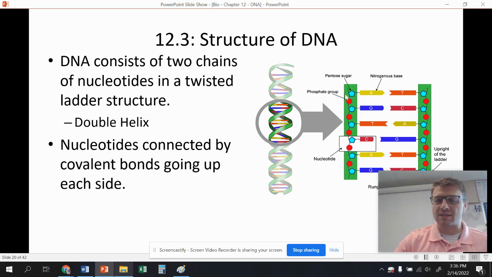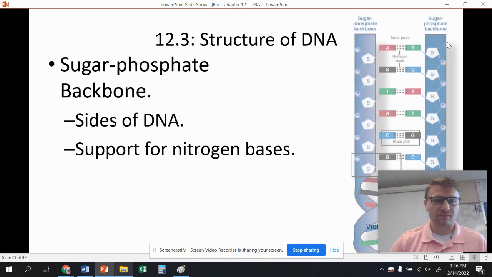Now, these nucleotides on the sides here are held together by something called a covalent bond. We talked about covalent bonds a little bit when we talked about chemistry. These are very strong bonds. So these bonds you can see between these sugars and phosphates on this side and on this side are known as covalent bonds, and they're very strong. We want those to be very strong to keep the DNA molecule secure and together.